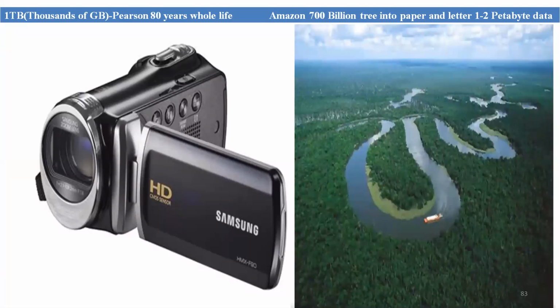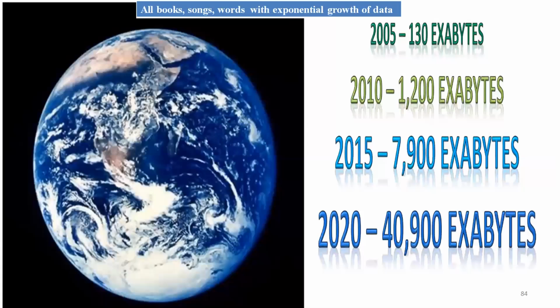Another one is 1 or 2 petabytes. To understand what a petabyte means, think of the Amazon forest with a lot of trees. Hypothetically, if you cut all the trees, convert them into books, scan all the books and load them in a computer, it will take almost 1 to 2 petabytes of data. But now we are not talking about petabytes, we are talking about almost exabytes of data.